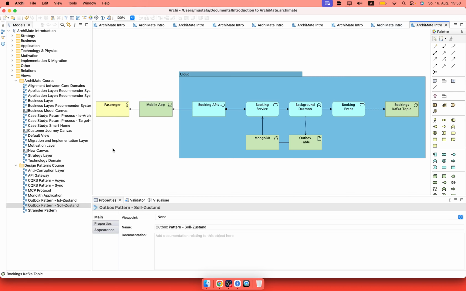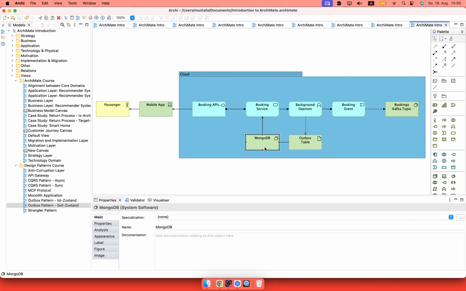Here I've brought you the target architecture. In this case, the passenger makes the booking over the mobile application, which communicates with the booking APIs, and the booking service now writes the record in the database and returns a successful response to the mobile application. In this sense, the mobile application is done with the booking. We know now that it's written into the MongoDB.